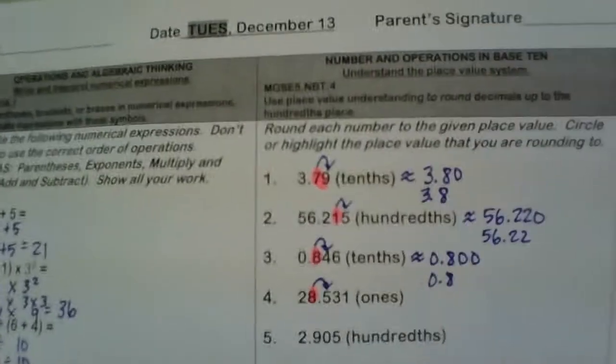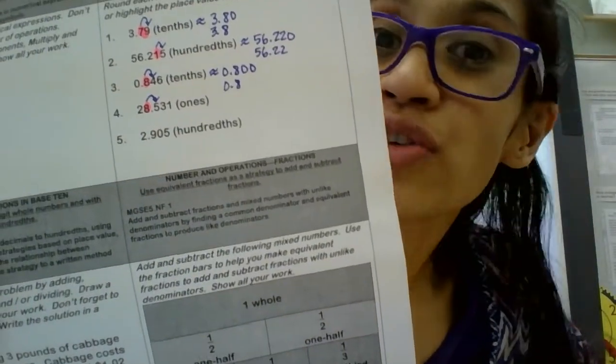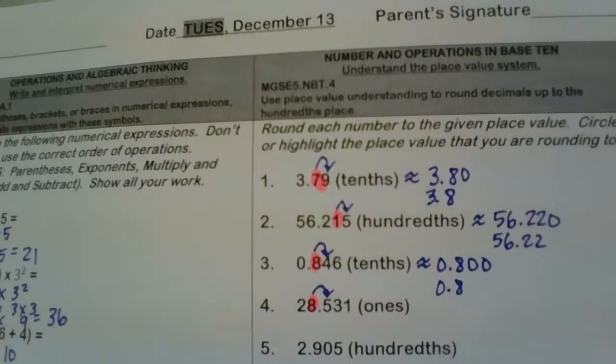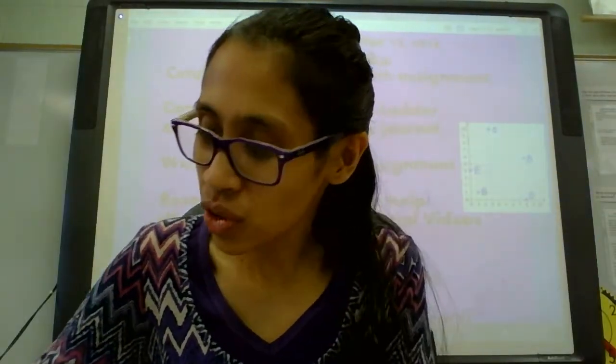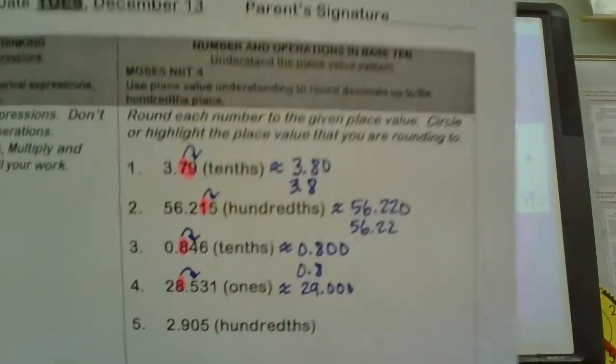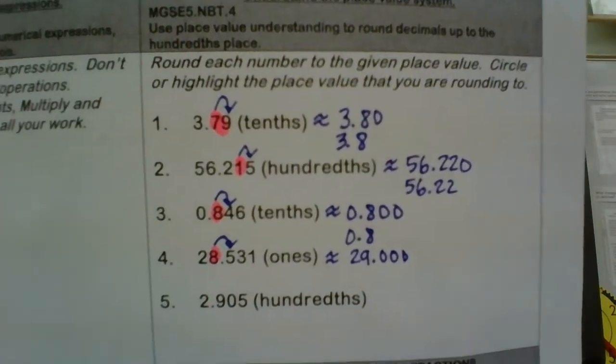So I have a question for you, number 5. Are you less than 5? Are you 5 or more? I'm 5 or more because I'm 5. So what happens to that 8? It becomes a 9. It increases by 1 and everything becomes 0. So that becomes a 29, decimal 000, which is the same thing as just a 29 whole.